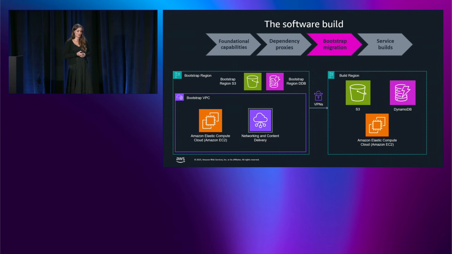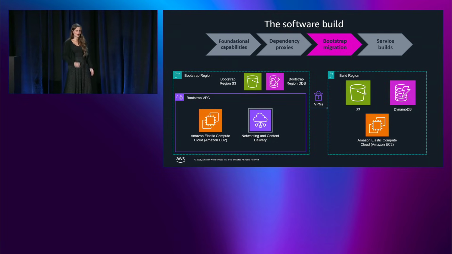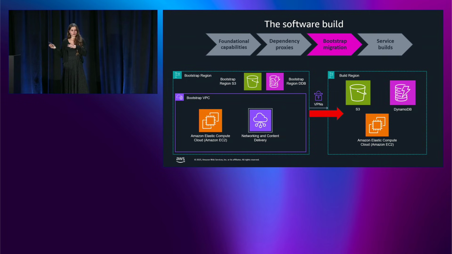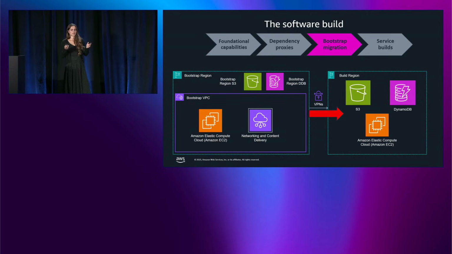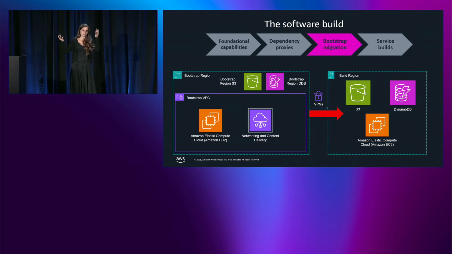Once S3 and Dynamo are available in the build region, we actually go ahead and migrate things over. So we take all of the data stored in the Bootstrap region, S3 and DynamoDB, and we copy that over to S3 and DynamoDB in the build region. We also then migrate all of the services that were built in the Bootstrap VPC into the build region. And the way we do this is service teams will scale up their instances in the build region and then scale down those in the Bootstrap VPC.